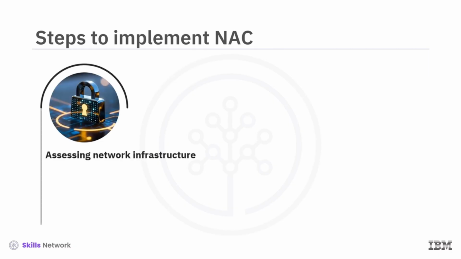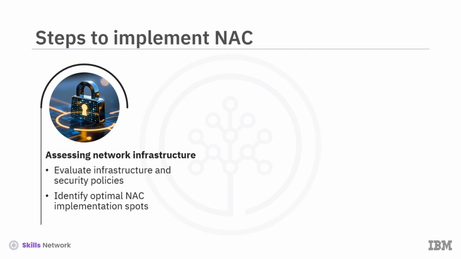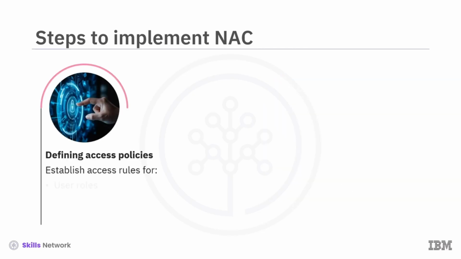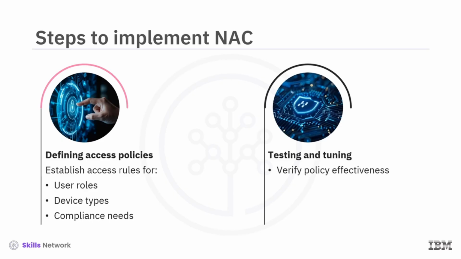Let's now discuss the steps to implement NAC. 1. Evaluate the existing network infrastructure, devices, and security policies to identify integration points for NAC solutions. 2. Install and configure NAC components, such as authentication servers, policy servers, and enforcement points, and integrate NAC solutions with the existing network infrastructure. 3. Create access control policies based on user roles, device types, and compliance requirements. 4. Lastly, conduct periodic testing to ensure that NAC policies are performing well and do not inadvertently block legitimate access.